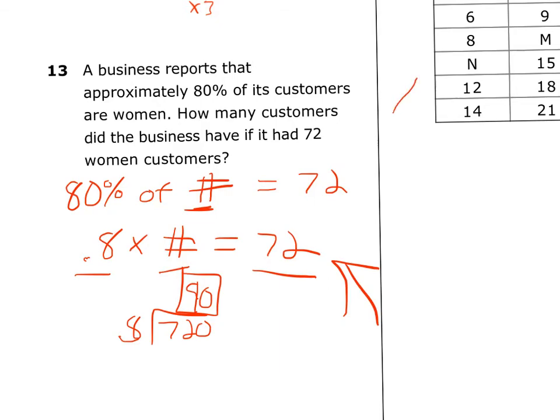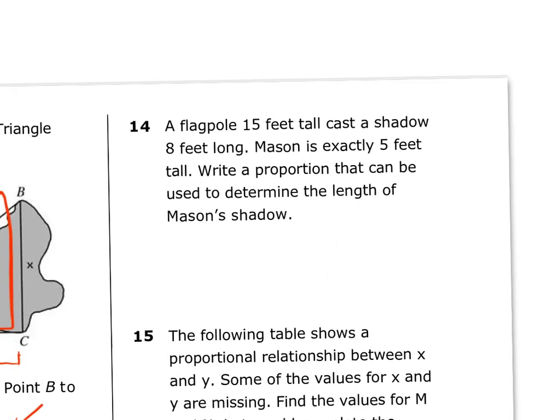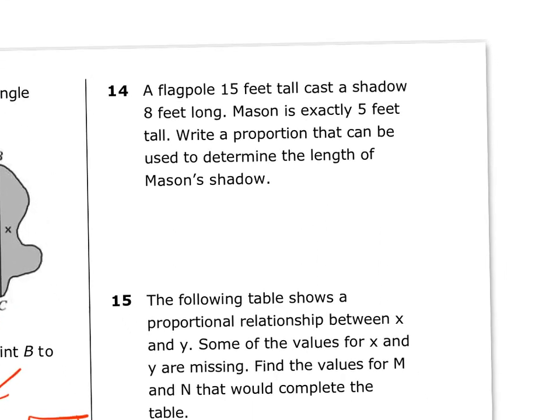Okay, now, if we come up here to 14. It says a flagpole is 15 feet tall, casts a shadow 8 feet long. Mason is 5 feet tall. Write a proportion that can be used to determine the length of his shadow. Do we need to solve for the length of his shadow? No, it does not want you to. You can, but you're not going to get any bonus points and you're just going to waste your own time. This is a part where if you read, it's going to save you a little bit of time.